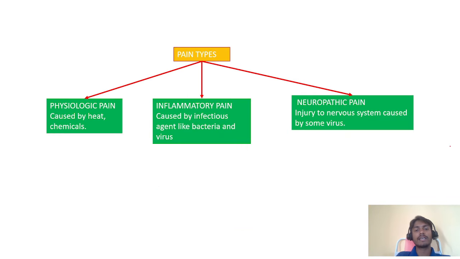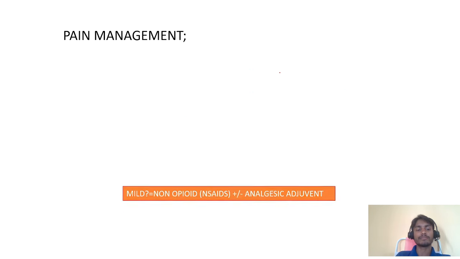Okay. Next comes the pain. So there are different types of pains. One is physiological pain, that is caused by heat and chemicals, organic chemicals. Okay, inflammatory pain, that is caused by infectious agents like bacteria and virus. Okay, neuropathic pain, injury to the nervous system caused by some viruses. So like this, different types of pains are there.